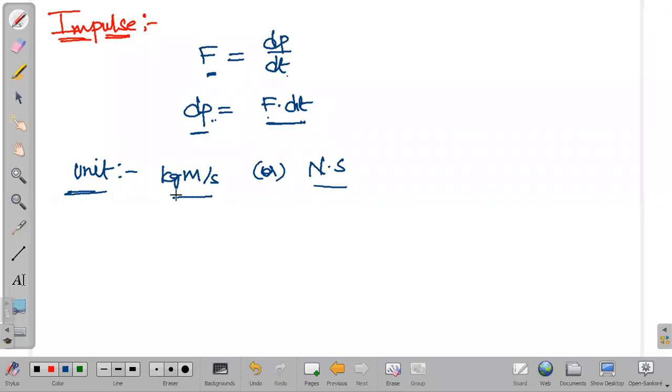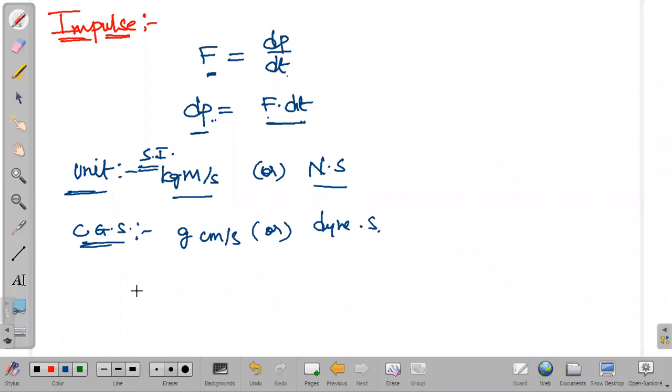Now the CGS unit, what happens, gram centimeter per second, dyne second we can write. Better that also I will write. This is the SI unit and the CGS unit is gram centimeter per second or dyne second, right? So this is the SI unit. Next, what about the dimensional formula? The dimensional formula we have written already, same thing I am following here. M L t to the power of -1 is the dimensional formula for impulse, right?